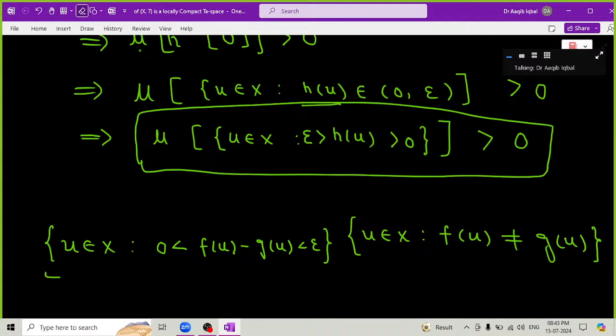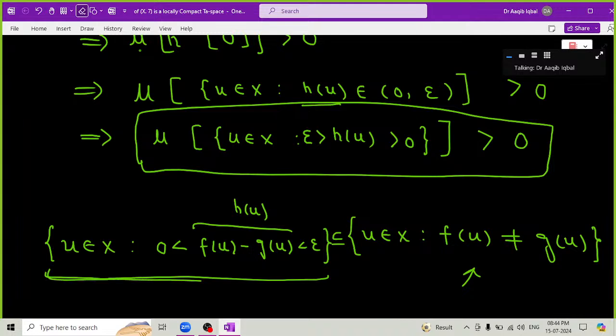If you pick a point in this set, what will happen for that point? f minus g when evaluated at that point will be a positive number. That means f and g will not be equal. So that means that point will be here also. So that means the relation is this. It's a subset of this. What is f of u minus g of u? It is h of u, because this is how we have defined this. So this set is actually this set.